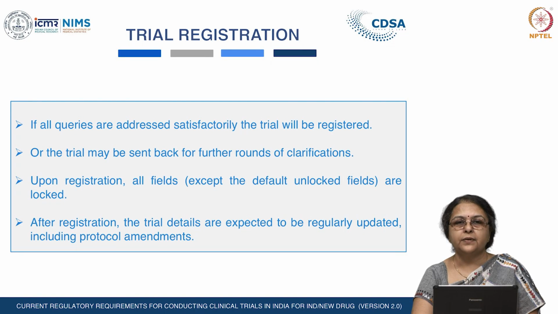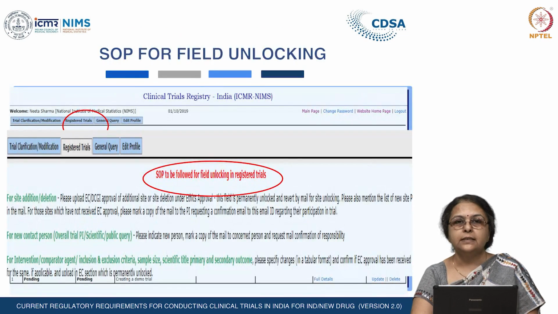If all queries are satisfactorily addressed, the trial will be registered. If not, the trial will be sent back for further rounds of clarification and modification. Once registered, all fields except for the default unlocked fields will become locked. And after registration, all trial details are expected to be regularly updated, including with protocol amendments as and when applicable. Registered trials may be viewed under this link, where in case any field is required to be unlocked for updation, the SOP for field unlocking is mentioned. Please follow the same while sending a mail to the CTRI quoting the CTRI number in the subject line.